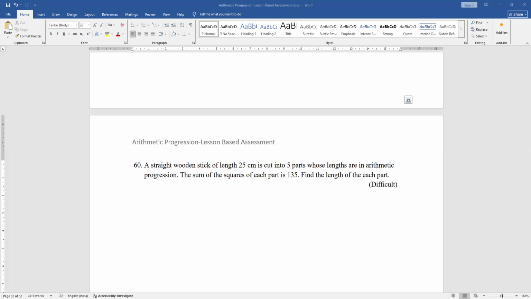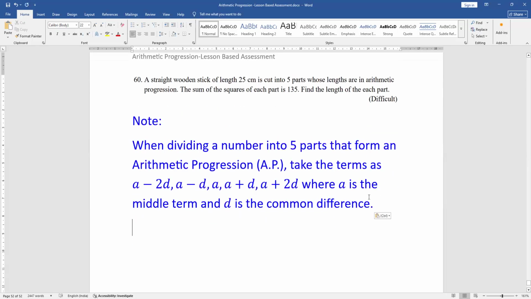Here I give a note for this. When dividing a number into 5 parts that form an arithmetic progression, we have to take the terms as a minus 2d, a minus d, a, a plus d, and a plus 2d, where a is the middle term and d is the common difference.